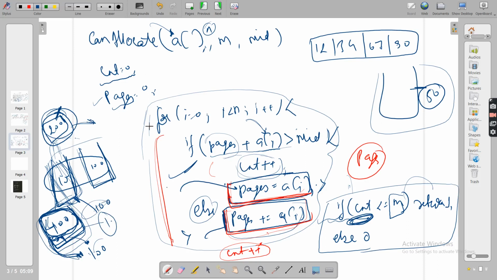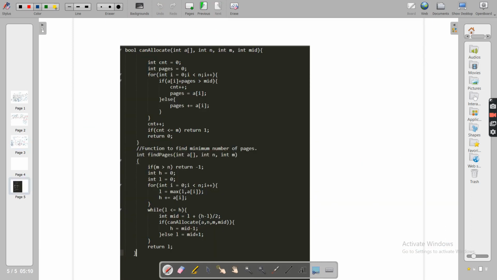So all in all, this is the working of your canAllocate function. And we saw that whatever number of students you require, if it is lesser than what you are given, you can allocate. If you require more students than what you have, it will return 0. Now let's see how I wrote these functions. So obviously this canAllocate function, I hope you got this, guys.